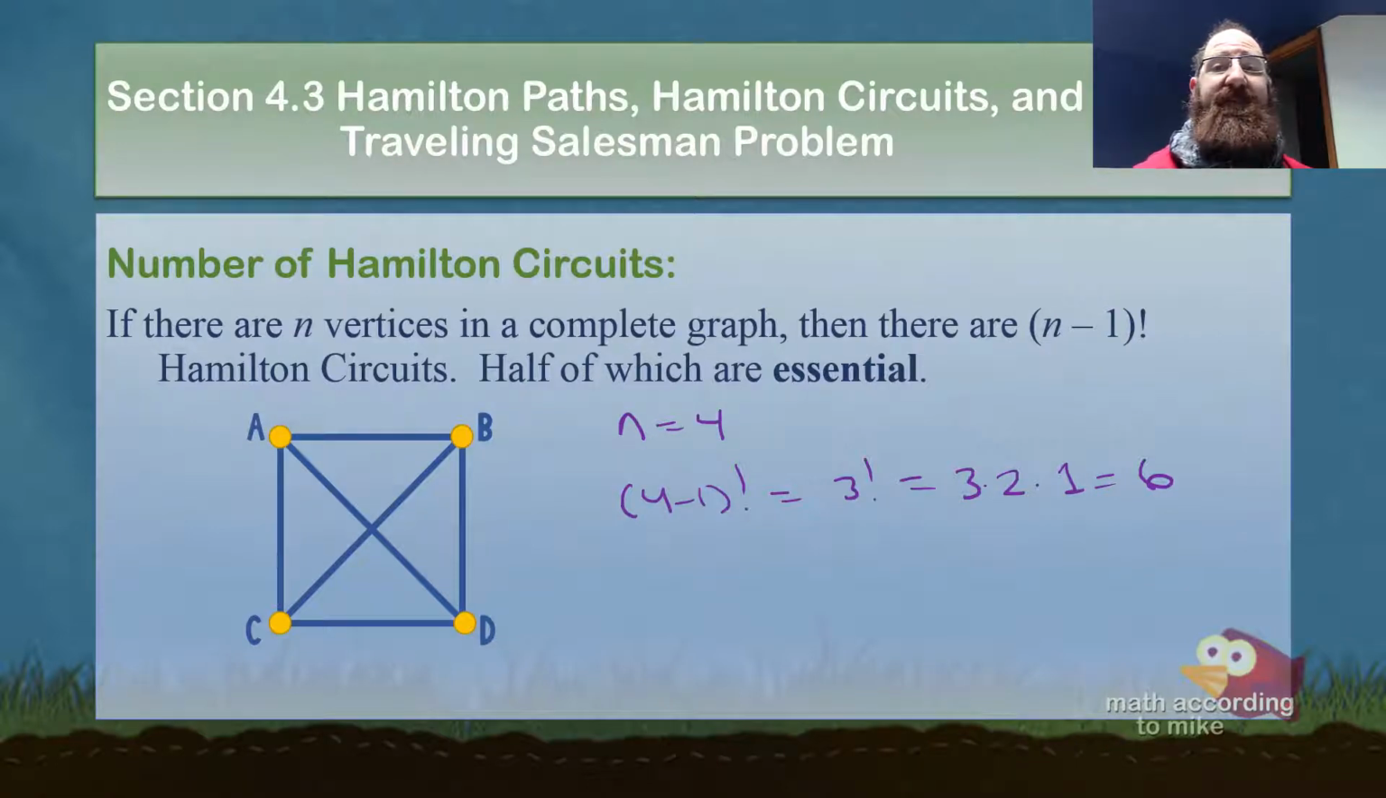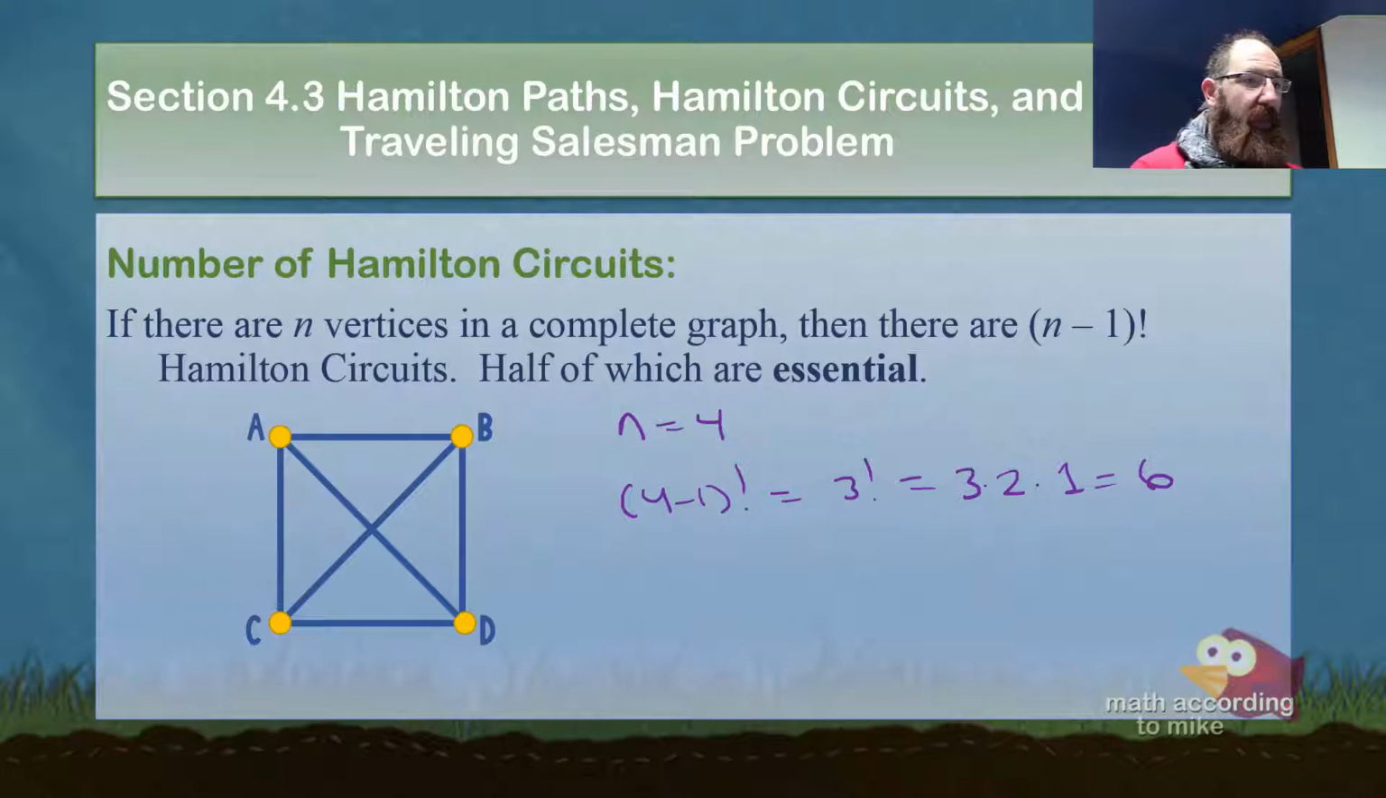Now this is assuming that we know where we're starting, meaning we know we're starting at A, or we're starting at B, or C, or D. The starting place will have to be declared. And again, for the traveling salesman problem, that's like the warehouse, going back to your house.